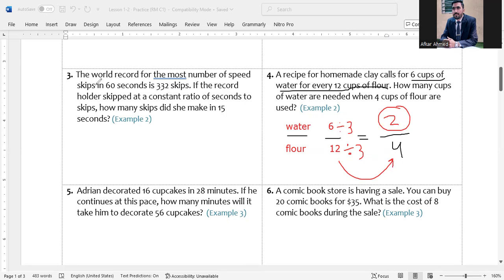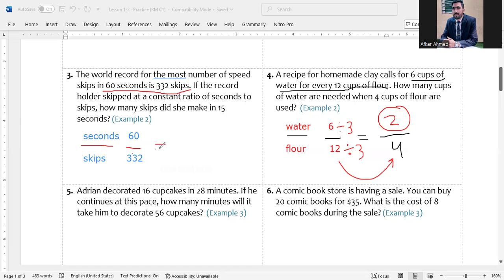Same, you will solve this question. You have 60 seconds for 332 skips. So you will write the same. The seconds: the number of seconds given is 60. And in the denominator, we have the skips, and these skips are 332. Okay. So now this is a fraction. We will draw the line, seconds over skips, and this is the first fraction.